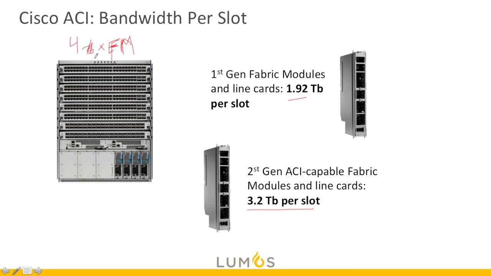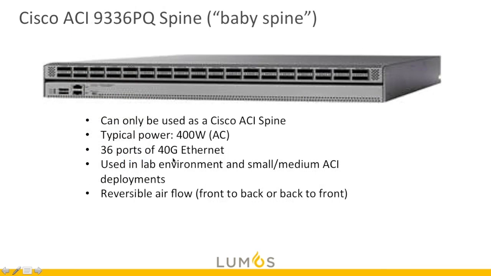So that would be 4. We don't have to populate all 6. We'll just populate 4 with the second gen ACI capable fabric modules. And that's going to get us full line rate for 32 port 100 gig line cards.